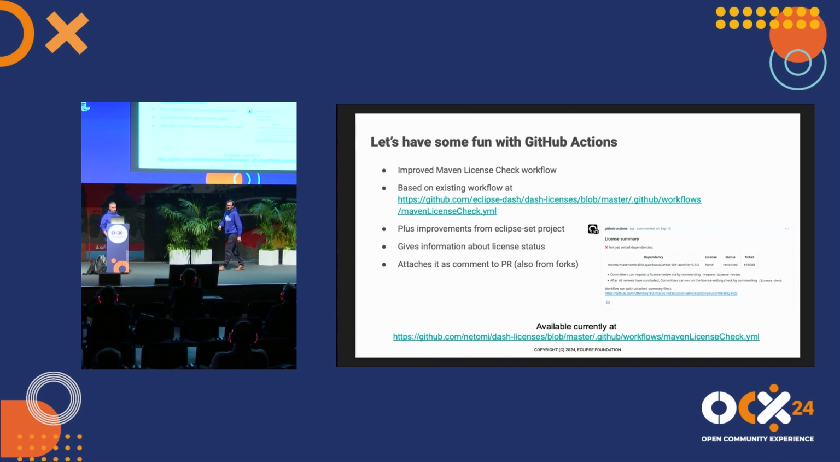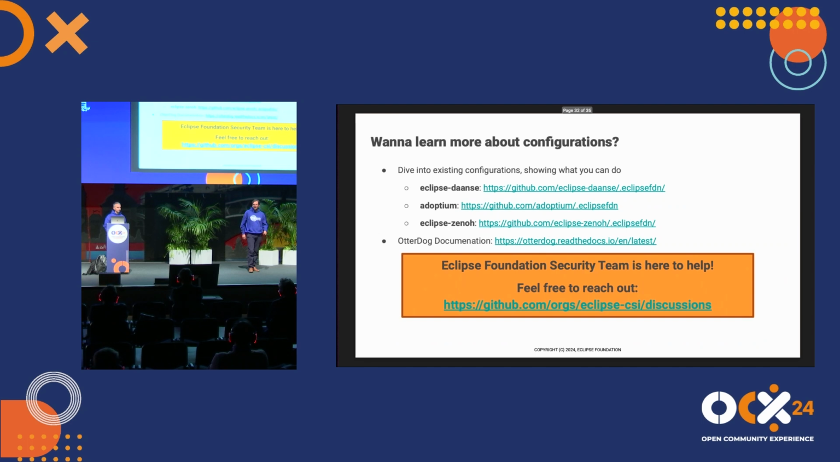Another thing that we also worked on, it's still not yet integrated in the Eclipse Dash project itself. It's more or less in one of our personal projects, but we plan to integrate that into Dash licenses as well. It is an improved Maven license check workflow that, first of all, gives you an indication about the dependencies that are not yet vetted, directly in the PR, and also works for PRs from forks. That's the typical problem that many people have: the license check works perfectly fine unless you get a PR from a fork.